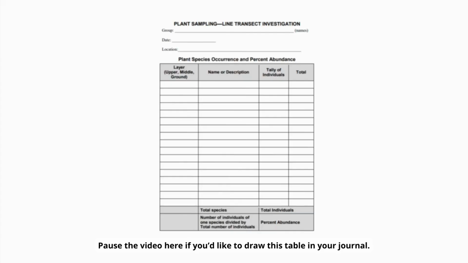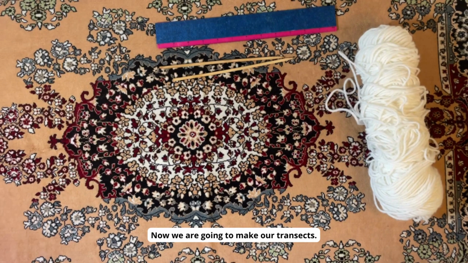Pause the video here if you'd like to draw this table in your journal. You should have plenty of room on just one page. I also added an extra column on the left so that when I sketch a plant in my field journal, it is easier to reference which one of my data I'm drawing, since I might not know the name until later. Now we are going to make our transects.